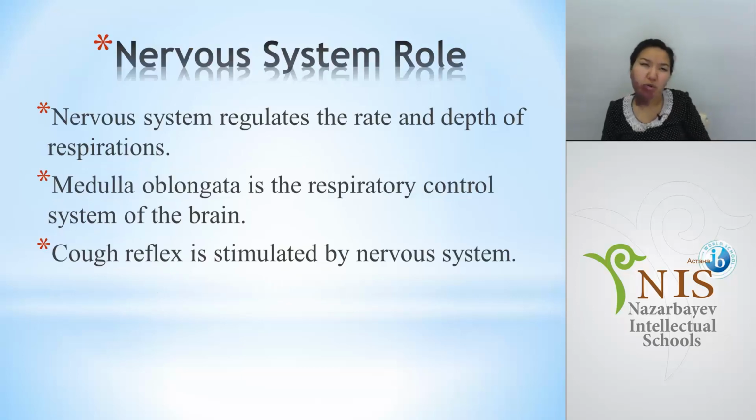How can we know what the function of the nervous system is? First of all, the nervous system regulates the rate and depth of respiration. Next, the medulla oblongata, a part of the brain, is responsible for respiratory control. And third, the cough reflex is stimulated by the nervous system.